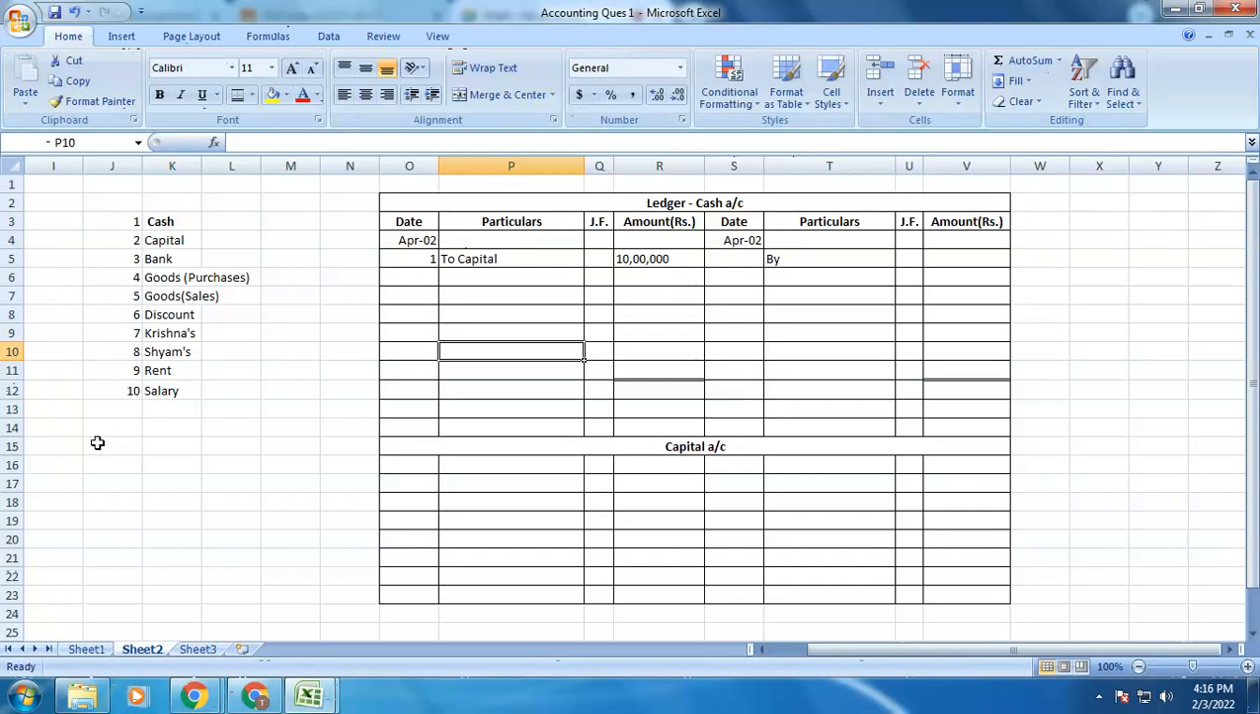Bank account to cash account. Bank account debited to cash account. So cash account appears in this one also, but here cash is being credited. Okay. So on the 2nd of April, on the credit side of the cash account, we write 'by' and the name of the account which would have been debited in the journal entry. So by bank, rupees 7 lakh.